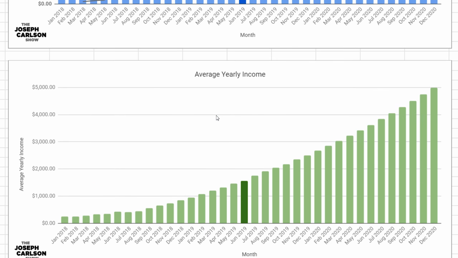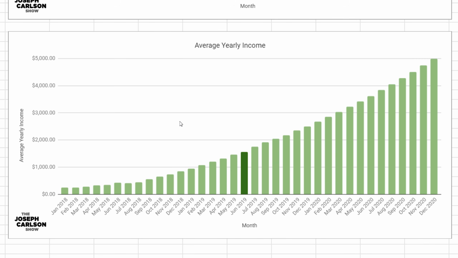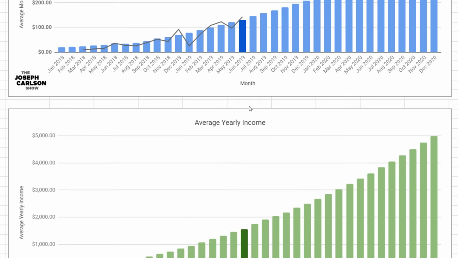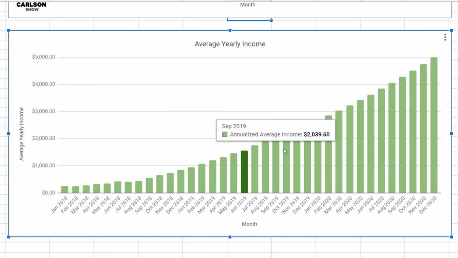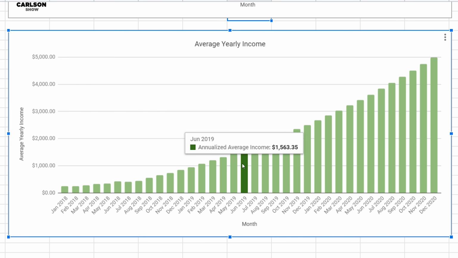And then there's one last graph, this green one down here. Really, this one's a really simple formula, super easy. All it is is the average monthly income times 12. It's just your average yearly income. Just so you don't have to do the math in your head, I can see right now my annualized average income for the year is $1,563.